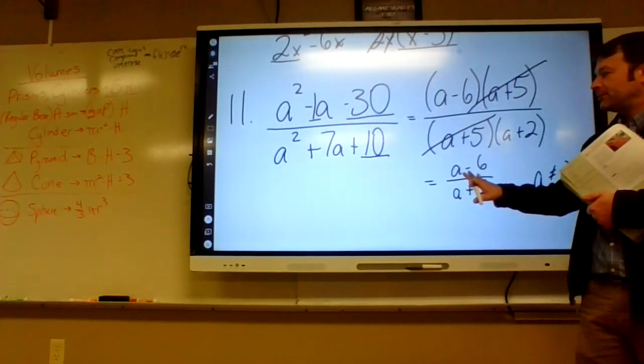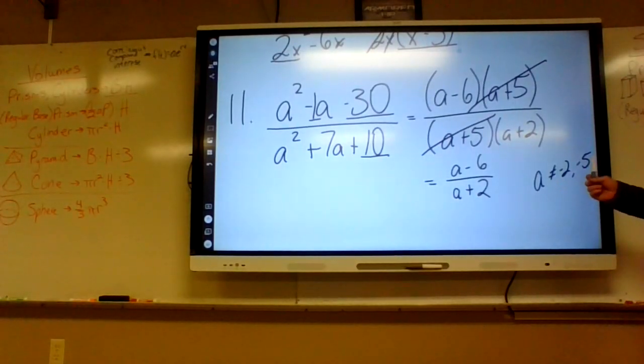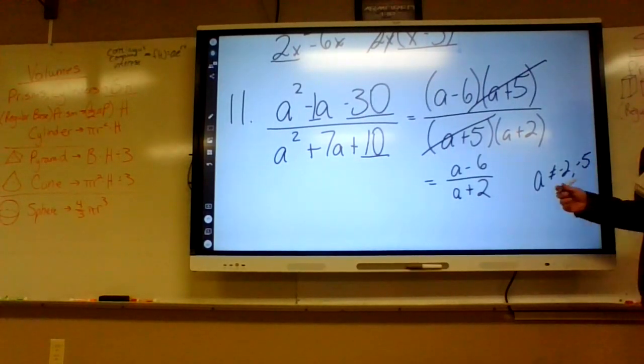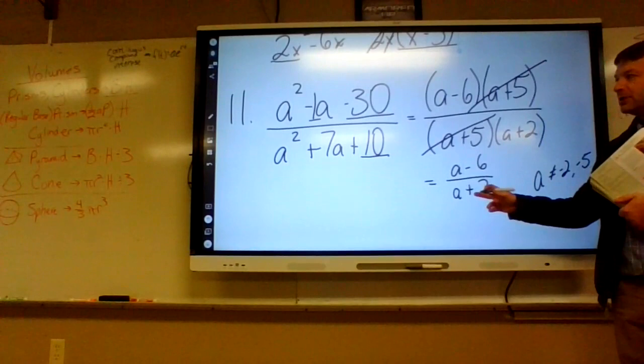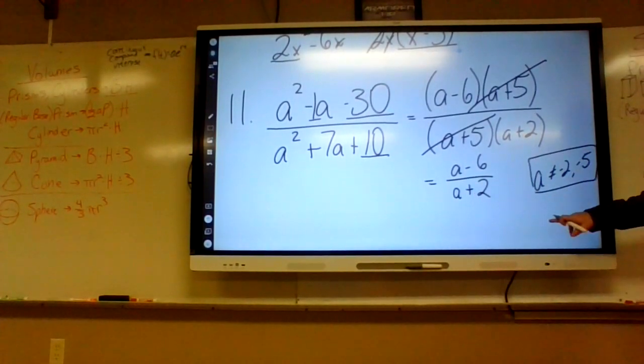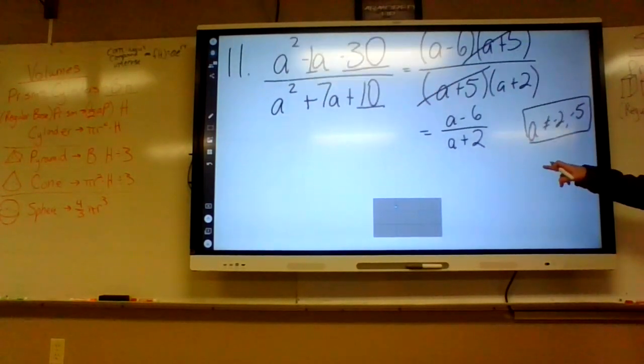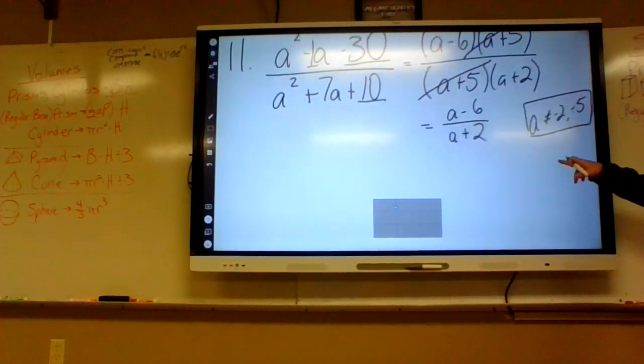This and this are the same thing, except negative 5 doesn't work on the original, whereas it would work here. But if it doesn't work on the original, it doesn't work at all. But anyway, that's what they mean by excluded values, but I'm not going to grade on it.